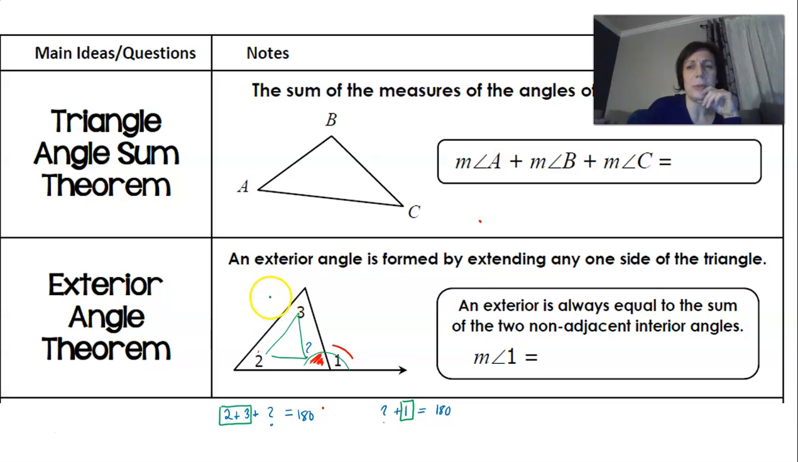So the exterior angle theorem says this. Well, if this is true, if these two combine to make 180 with the question mark, and this guy combines to make 180 with the question mark, then isn't it true that these two must be the same as this, right? Let me say that again.